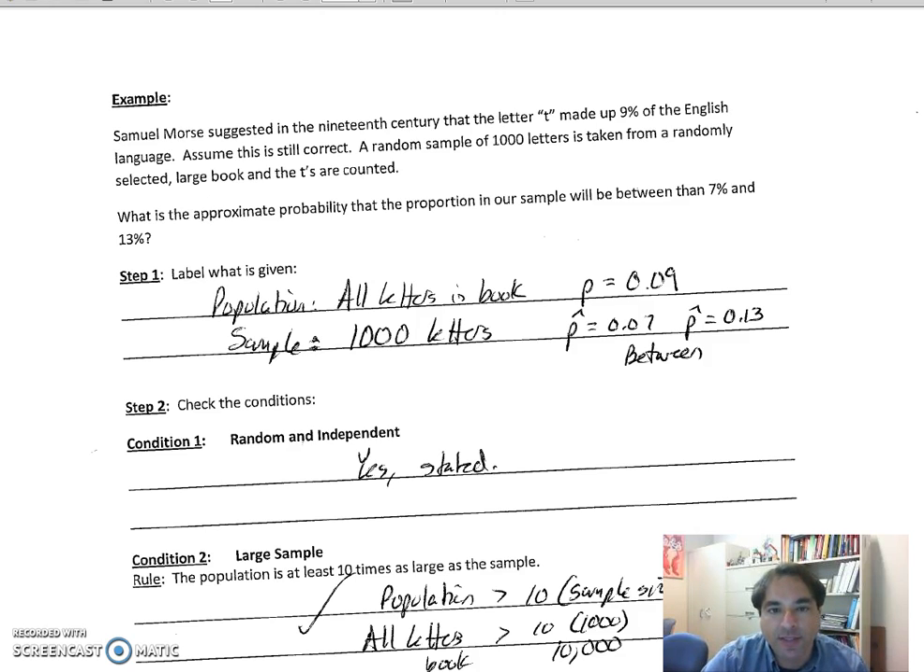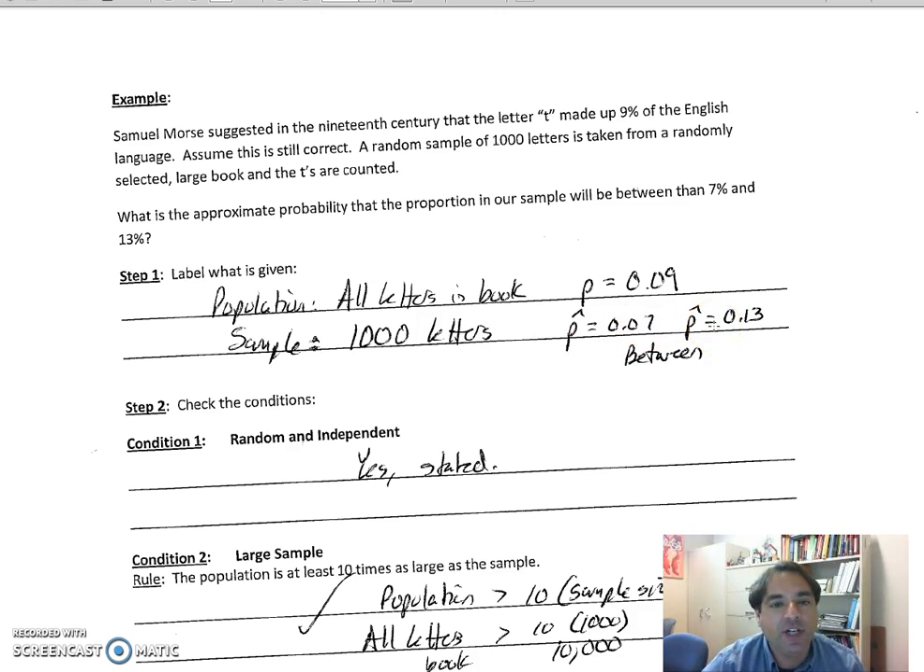Now that we're getting a little better at this, let's make sure we truly understand the problem. What this is saying is the population is all letters in the book, and 9% of all letters are the letter T. So the population mean is supposed to be 9%. We're wondering if I take a random sample of 1,000 letters, what's the probability, the chance, that my final result will be between 7 and 13%?